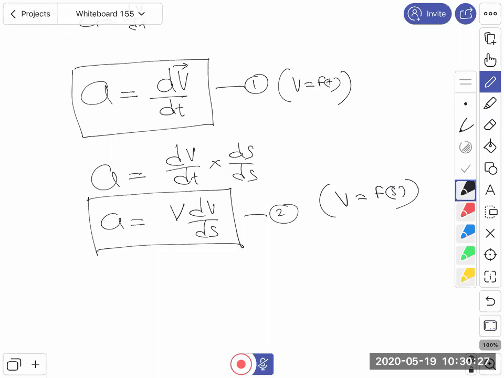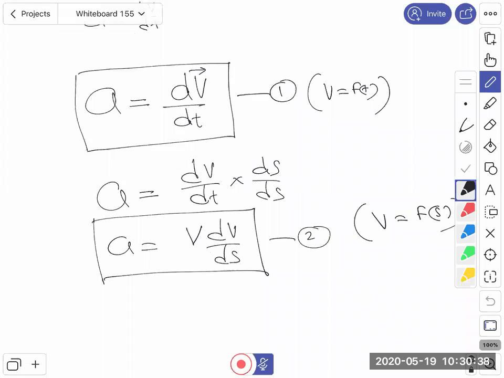Sir, can you give us some questions? Yeah. If acceleration is not equal to a constant, we can calculate instantaneous acceleration.